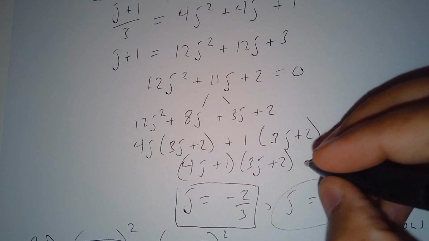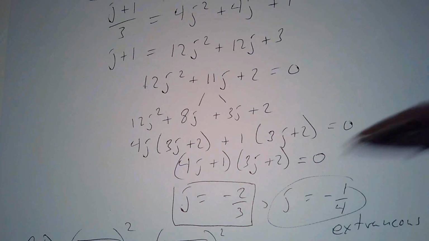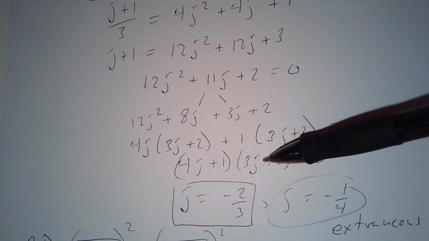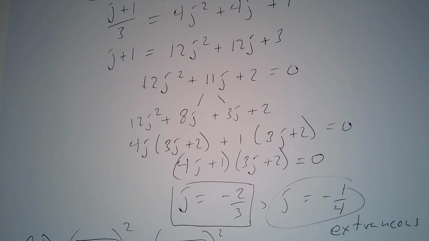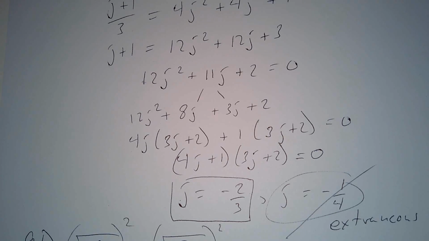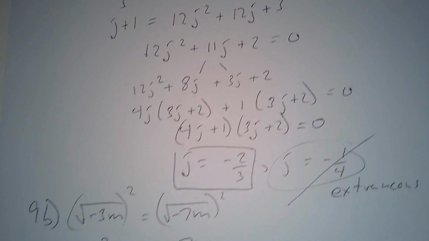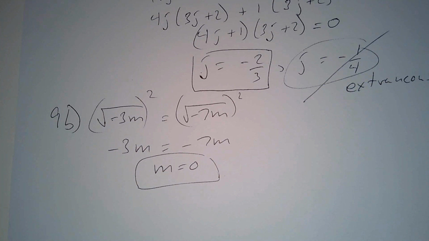And then the other one here is 3j plus 2, so that'd be negative 2/3 j. So same thing, you get two answers. One of these is extraneous. Okay, so this one is not an answer. Okay, next one here.